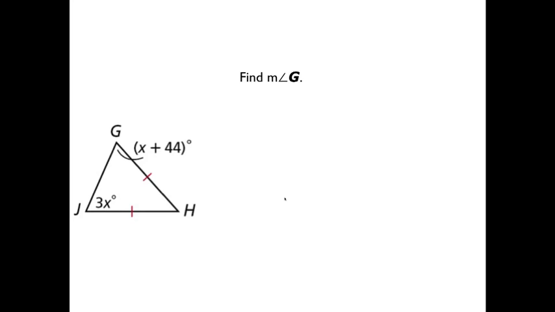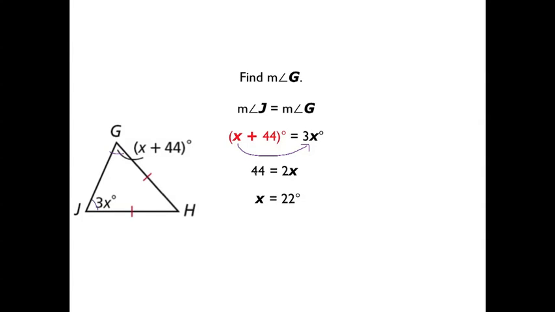So here I want to find the measure of angle G. Well, I noticed that by the two sides that are marked as congruent, angle G and angle J have to be congruent to each other. Well, I've got algebraic expressions for both, so set them equal to each other. So x plus 44 equals 3x. I'll subtract x from 3x. It's going to give me 2x equals 44, dividing by 2, and I'm going to get x is 22 degrees.